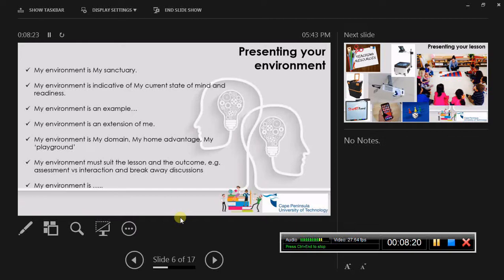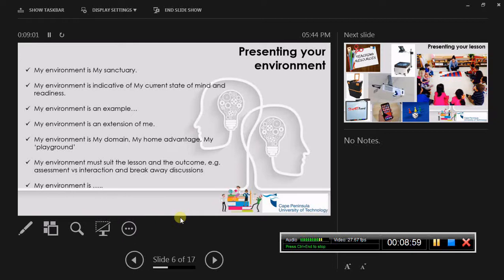Your environment is your example. So if you want your kids to be organized, guess what? You too need to be organized in your environment and how you present it. Your environment is an extension of you. So again, if you're a laid-back type of person in your personal life, that's your personal prerogative. But in the classroom, it's not only you that you are representing, it's also the institution that you are representing and their mission and vision. Your environment is your domain. It's your home advantage. It's your playground. So you need to work it in order to achieve the results that you want.